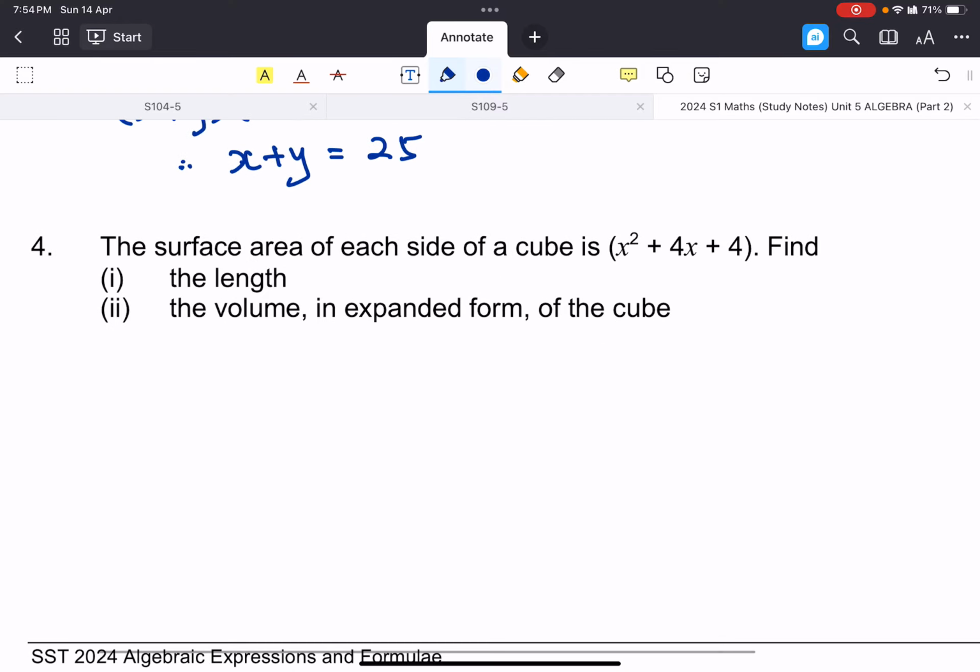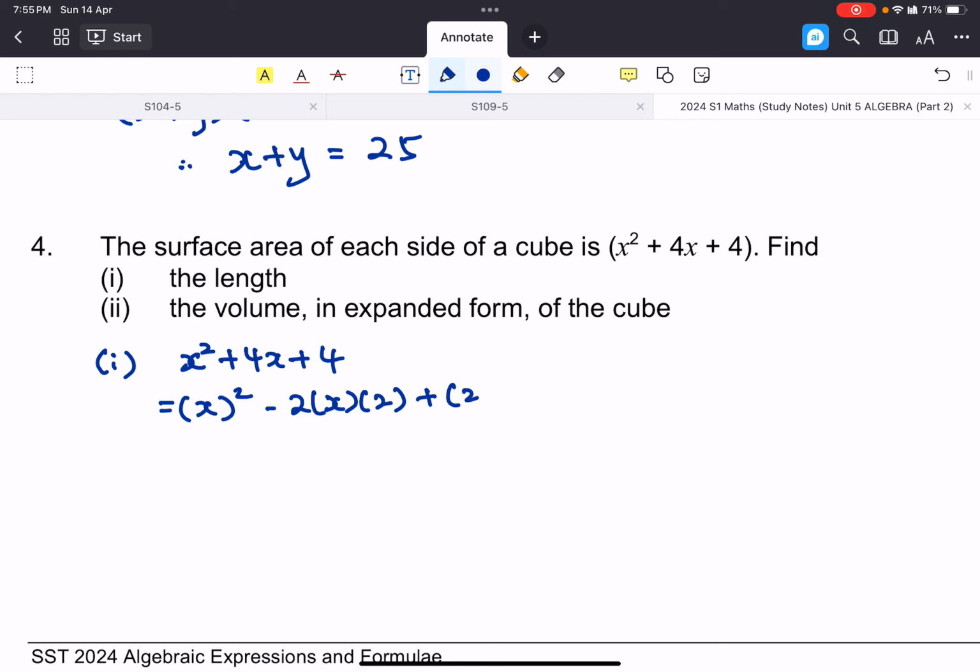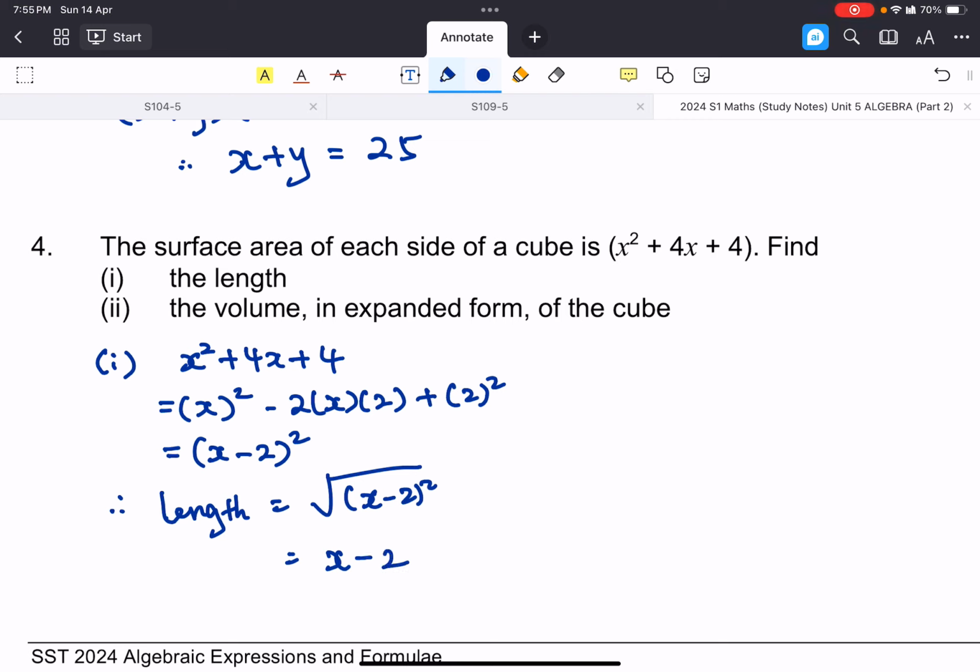Okay, final example. The surface area of each side of a cube is this. Okay, sure. Find the length, right? So to find the length given the surface area is to actually find the square root. So what we need to do is we have x squared plus 4x plus 4 is actually equals to x squared minus 2 times x times 2 plus 2 squared. So we factorize this, this is actually x minus 2 squared, right? So this is actually the area. So therefore, length equals the square root of x minus 2 squared, which equals x minus 2, right?